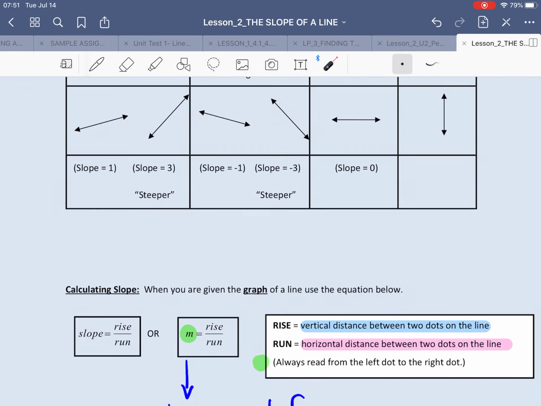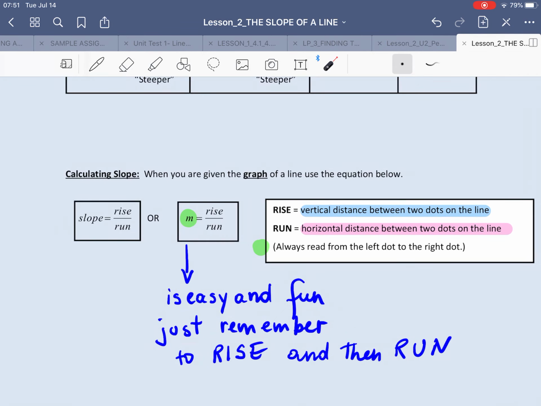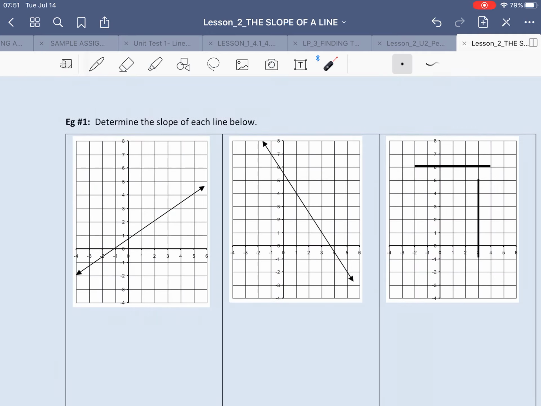I have a verse I like to use whenever I teach the slope. See, I didn't come up with it anyways. By the way, slope is easy and fun. Just remember to rise and then run.